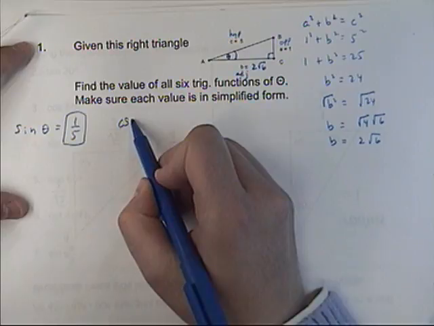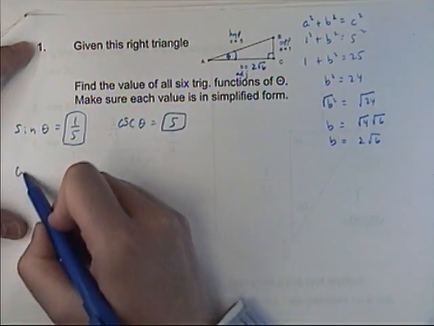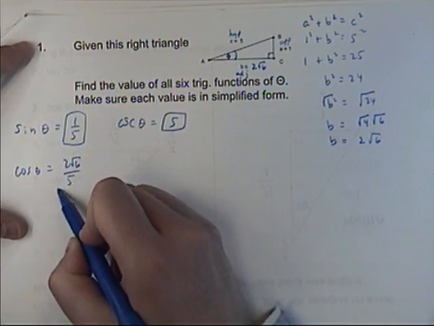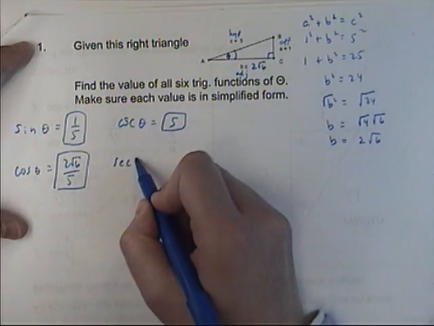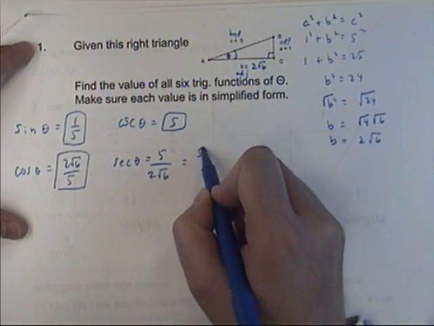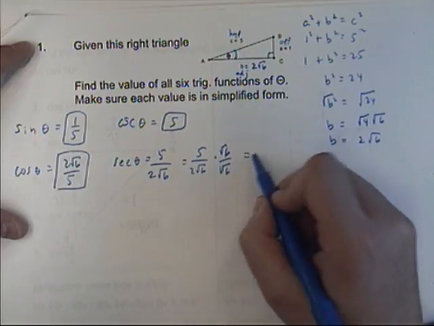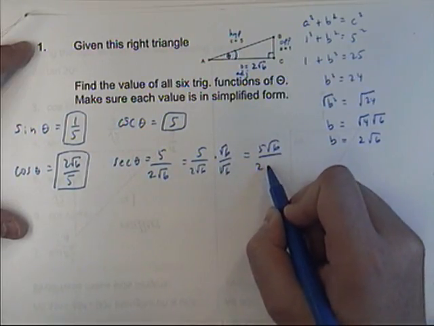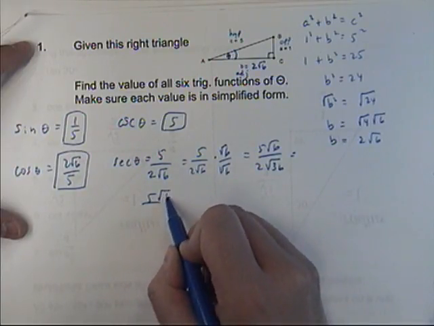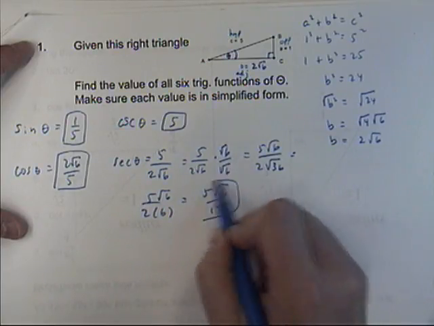Now this is easy once you have the sine to find the cosecant, because it's just the reciprocal of that, which would be 5. Cosine of theta is adjacent over hypotenuse, so that'd be 2 root 6 over 5. And the secant would be that upside down, so that would be 5 over 2 root 6. However, that's not our final answer, because we've got to get that radical out of the denominator. So we're going to multiply by root 6 over root 6, which is 2 times the square root of 36. And we get 5 root 6 over 2 times regular 6, so 5 root 6 over 12.